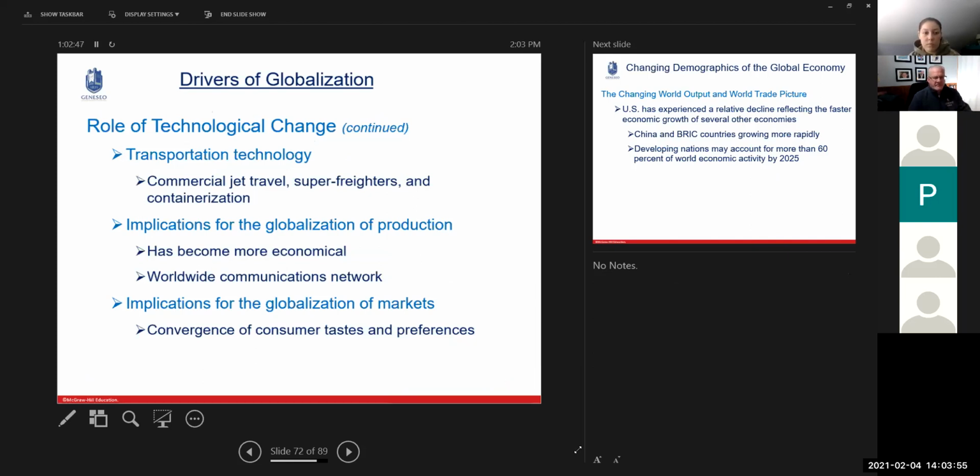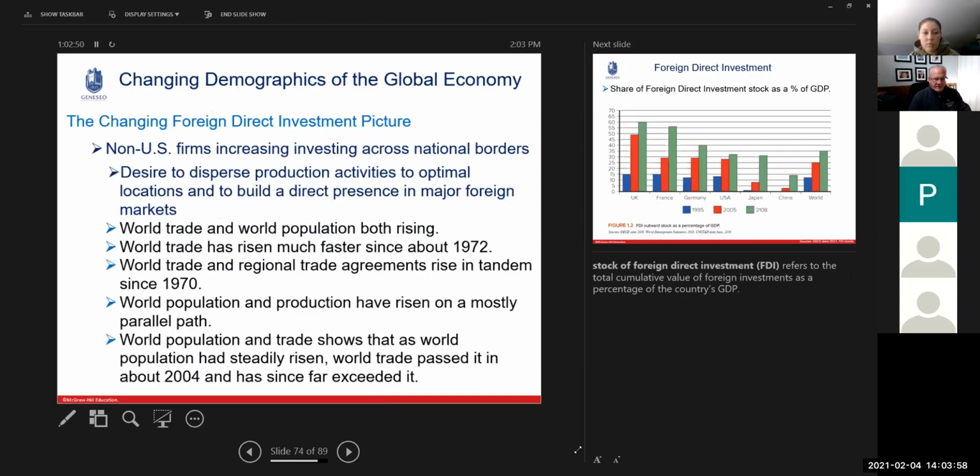Transportation, also a key factor. All right.